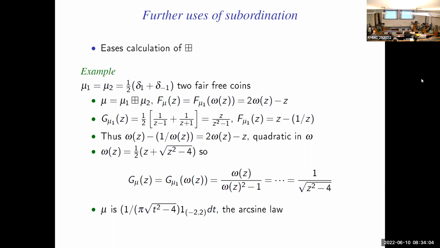So the measure mu is 1 over pi times the square root of t squared minus 4 minus t squared. Sorry about that. I did make the same mistake. It's 4 minus t squared, or you can put an i in front of it, but that's what it is. 1 over pi times the square root of 4 minus t squared dt on the interval from -2 to 2, which is the arcsine law.